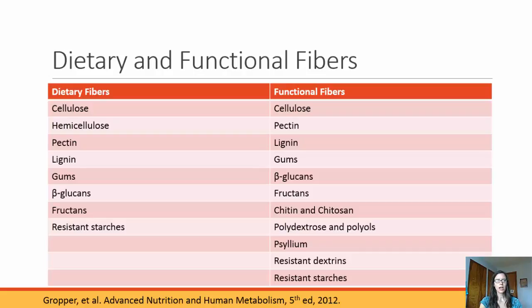So here's a list of our dietary fibers and our functional fibers, and you can see that there's a lot of overlap between the two because some of our fibers that we find in the diet, like cellulose, we know have positive health impacts, so manufacturers will isolate that and add it to other foods as a functional fiber.